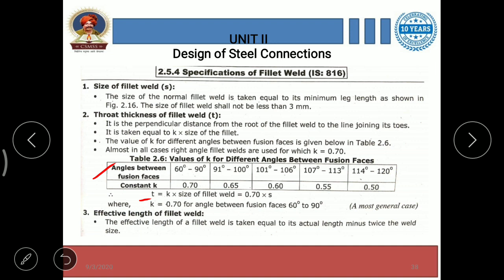Then third specification is effective length of fillet weld. The effective length of a fillet weld is taken equal to its actual length minus twice the weld size. This is a very important condition. That means the actual length of that member minus twice the weld size, 2 into S.